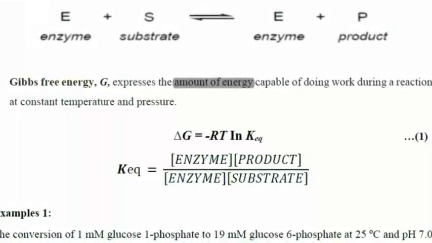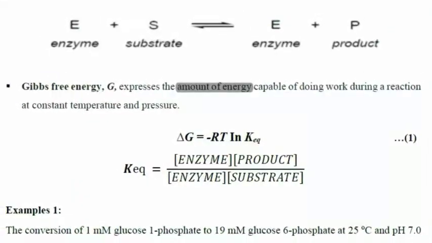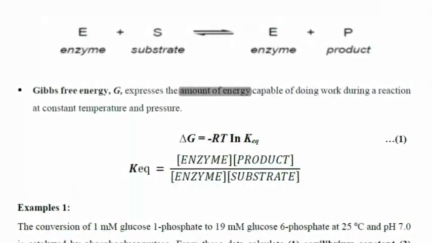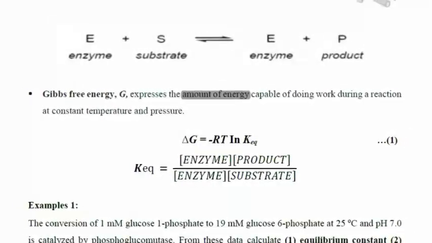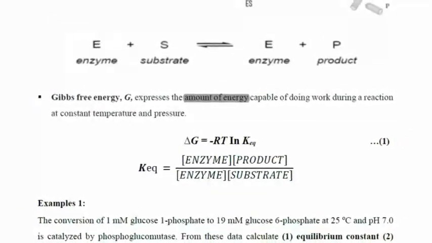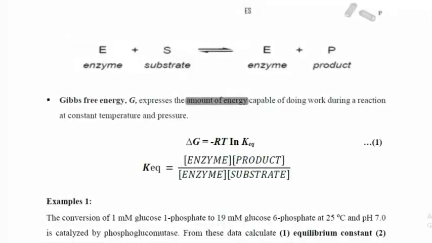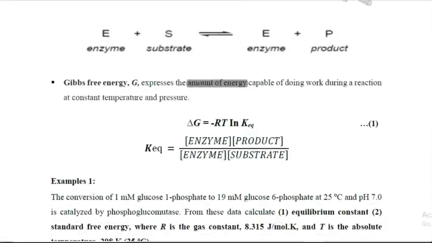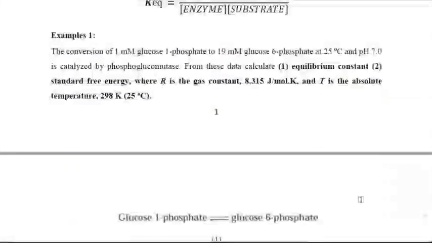For example 1, the conversion of 1 millimolar glucose 1-phosphate to 19 millimolar glucose 6-phosphate at 25 degrees Celsius and pH of 7.0 is catalyzed by phosphoglucomutase. From this data, calculate one, the equilibrium constant, and two, the standard free energy, where R is your gas constant and T is your absolute temperature.